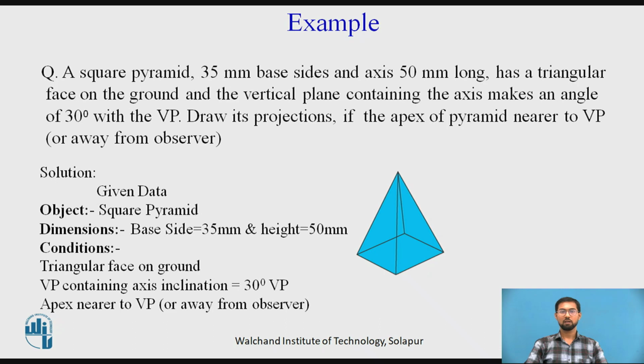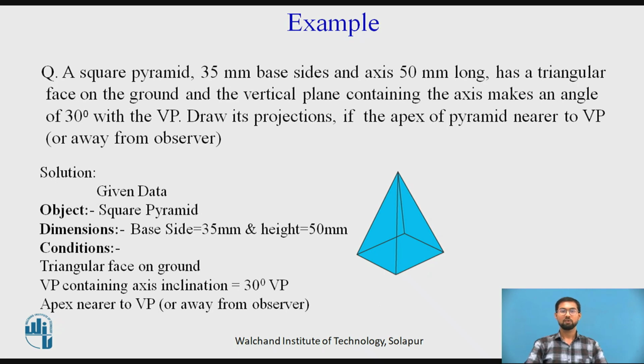Remember here, one of the faces of our pyramid is on the XY line. Then, in the second stage, the vertical plane containing the axis has an inclination of 30 degrees to the VP. That means the angle in the third stage is 30 degrees, and that is with the axis, not any side or any face. Apex nearer to vertical plane or away from observer.